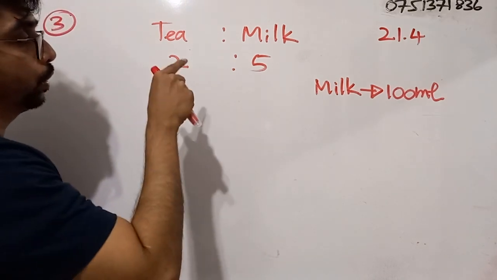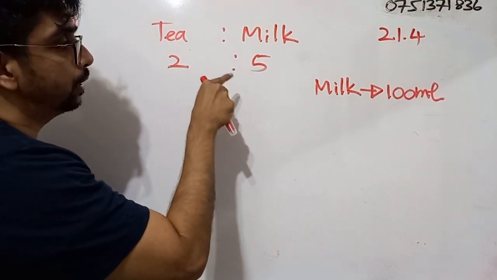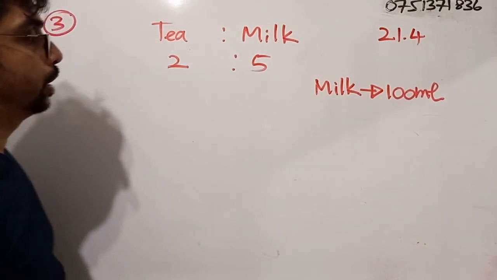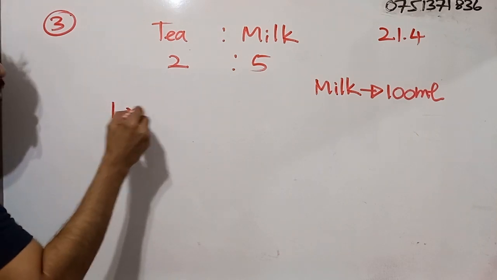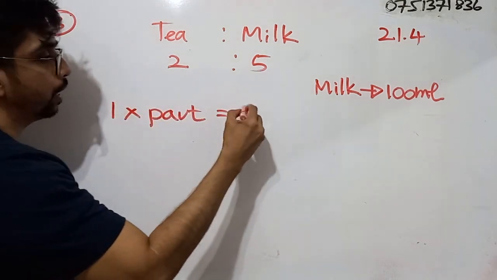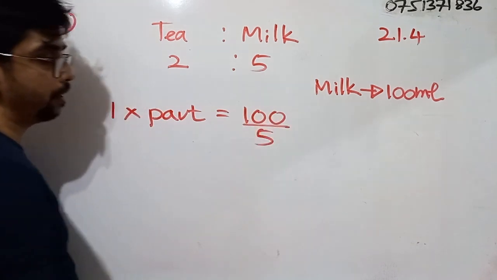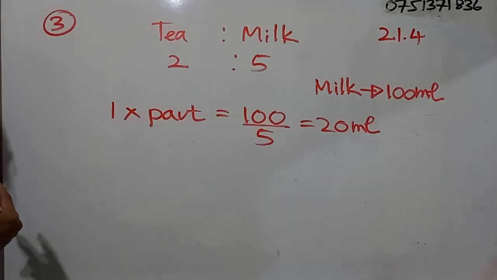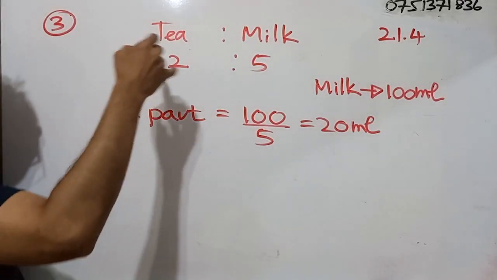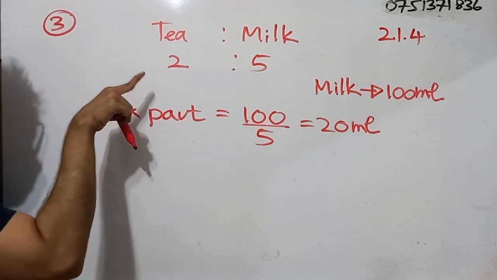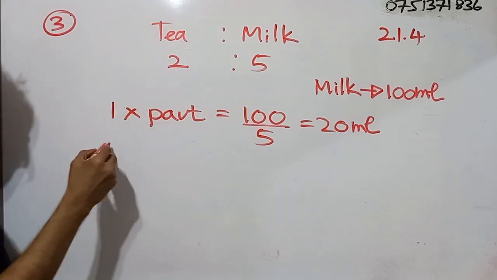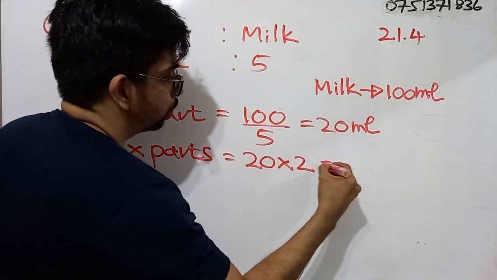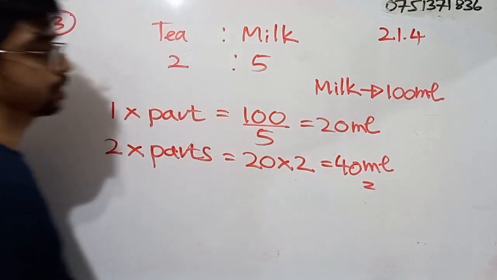Right? So we have been given the amount of milk in milliliters, which is 100. So from there we can find the value of one part. One part is equal to what? 100 we have to divide by 5. That means what? 20. In this case these are milliliters. Right. So they are asking the amount of tea, no? So that means, what is the term there? 2. That means 2 equal parts, right? So value of 2 parts. So what is that? 20 into 2, which is 40 milliliters.